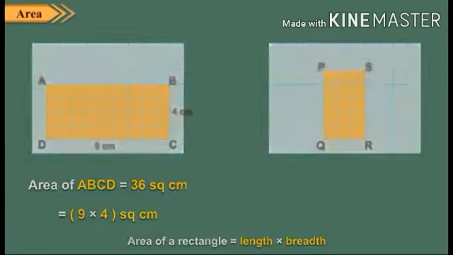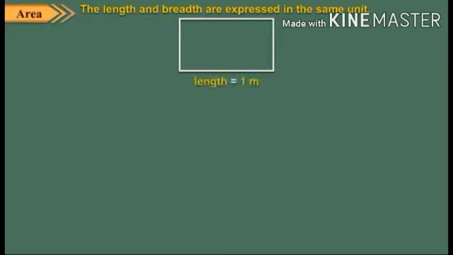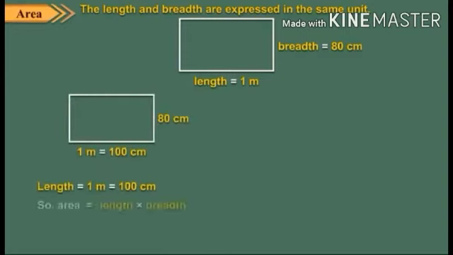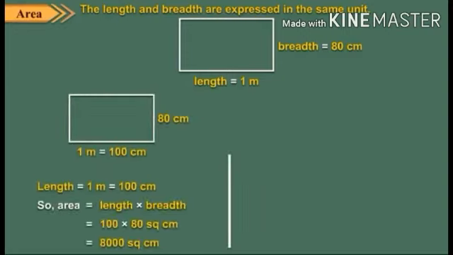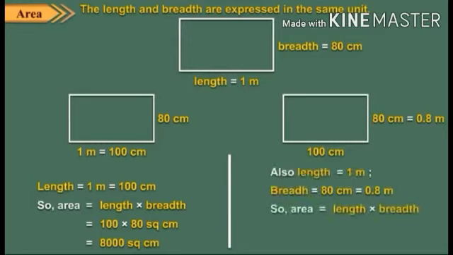Here, it should be noted that before applying the formula, both the length and breadth are expressed in the same unit. For example, to find area of a rectangle of length 1 meter and breadth 80 centimeters, we express 1 meter as centimeters, or we express 80 centimeters as meters. Observe the given example.